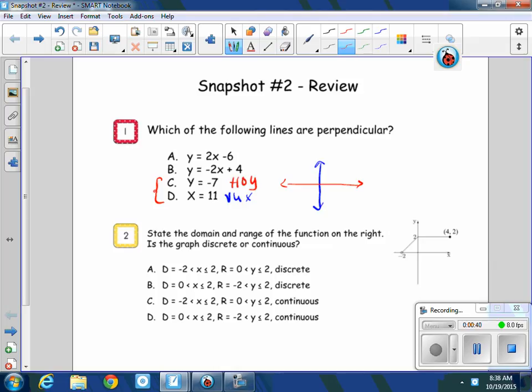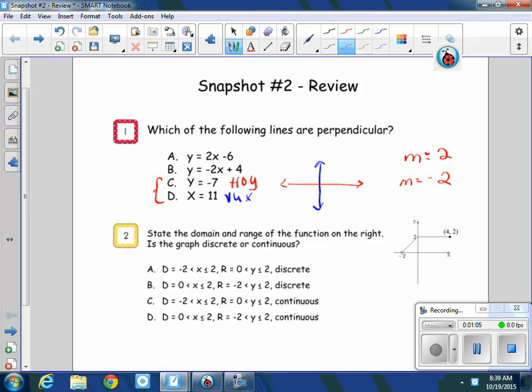What's the slope for the first one? 2. What's the slope for the second one? -2. In order to be perpendicular, it has to be reciprocal and opposite. That's opposite, but it's not reciprocal. Okay? And then you don't know.